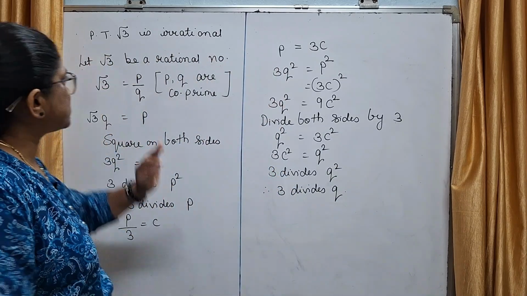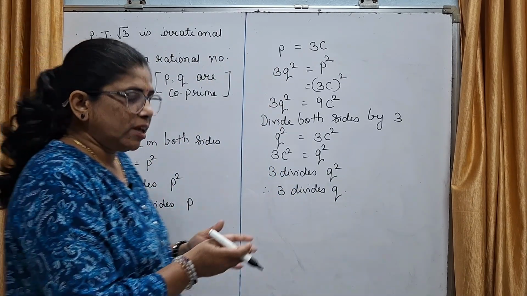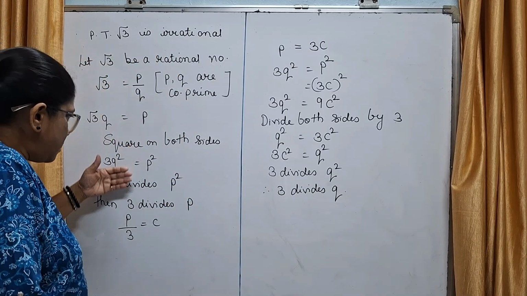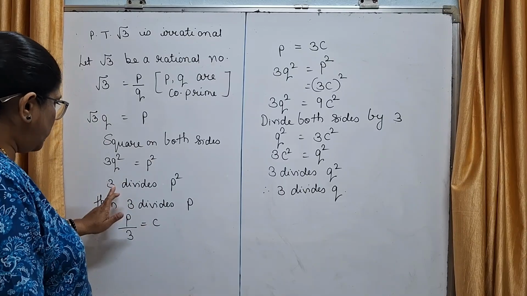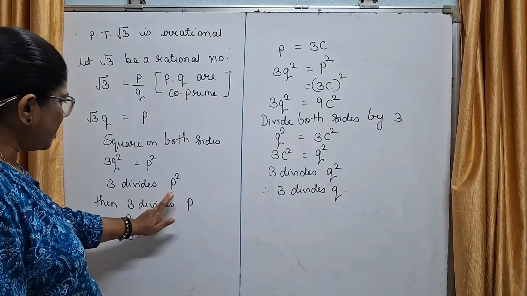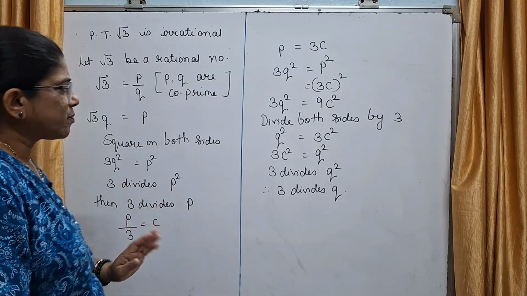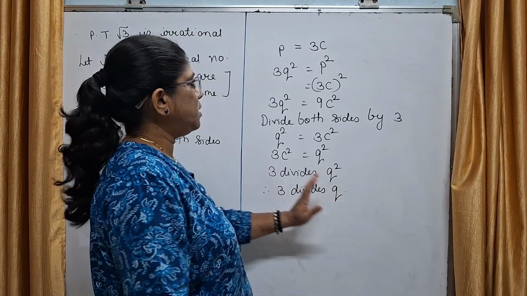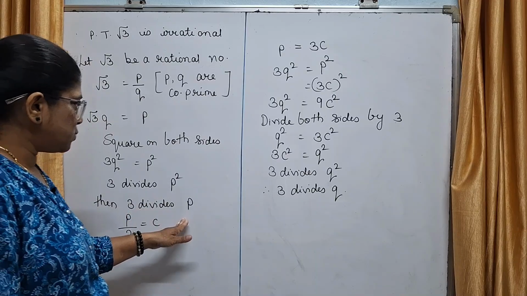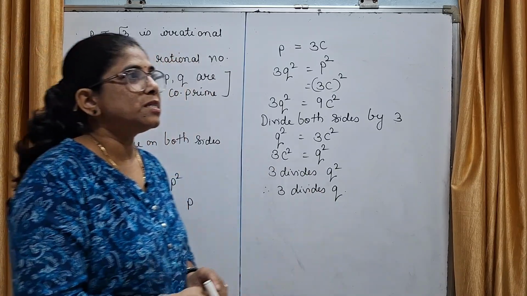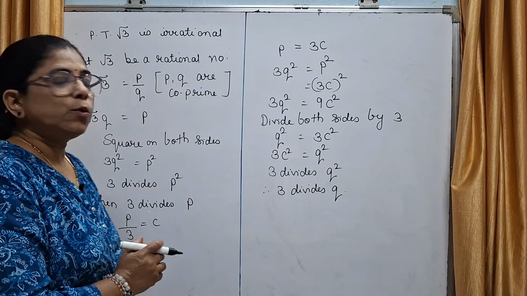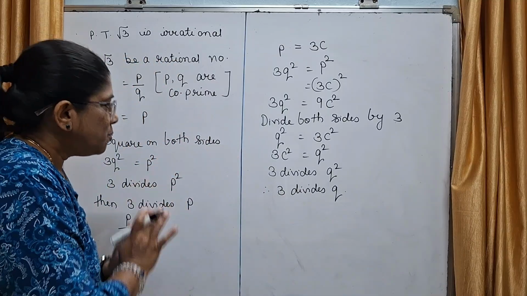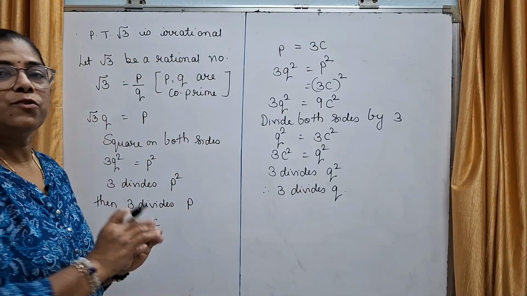What did we assume first? That P and Q are co-prime, means they are not having any common factor. But as we assume that root 3 is rational, and when we proceed further, first we get that 3 divides P square, and so 3 divides P. And here what we get, 3 divides Q square, and therefore 3 divides Q. Means we get 3 divides P, 3 also divides Q. Means even if we assume that P and Q are co-prime, here we find that 3 is dividing P as well as Q. Means what we assumed is wrong.